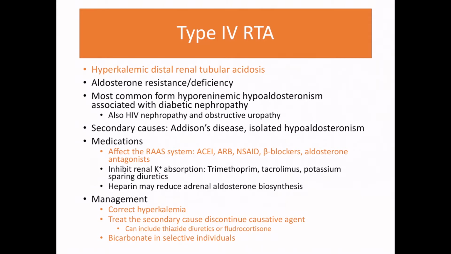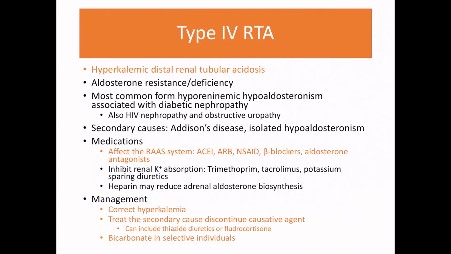Any medication that affects the RAS system, such as an ACE inhibitor, an ARB, NSAIDs, beta blockers, or aldosterone antagonists, may cause a type 4 renal tubular acidosis. There are also drugs that may inhibit renal potassium excretion, such as trimethoprim. You manage this one differently than you do the other types. What you want to do is make sure that you correct the hyperkalemia. And then also you want to try to discontinue any causative agents, and you may need to include a fludrocortisone or diuretic to treat it.